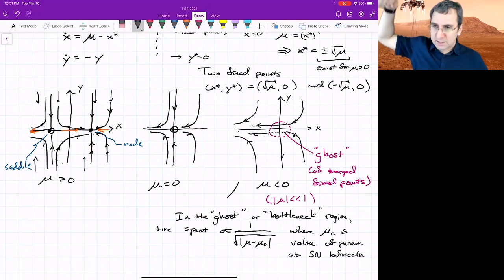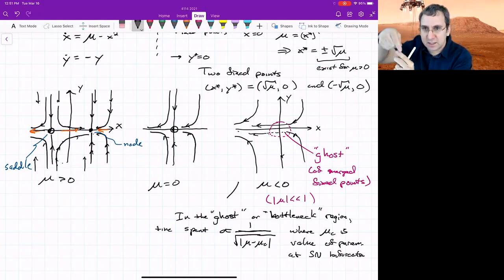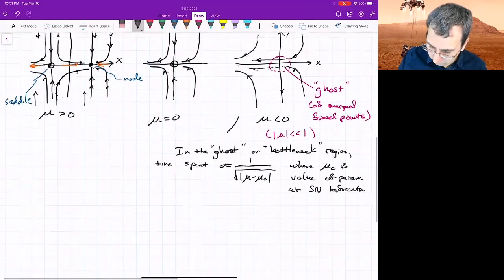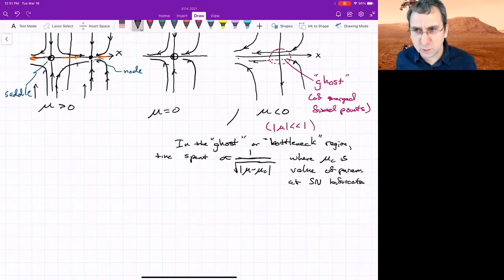So that means the time spent as things go quickly to the x-axis and then they spend some time in this region. I'm not going to say how big the region is, but they will spend a long time for small magnitude of mu. Okay, it's proportional to 1 over square root of the magnitude of mu minus mu critical. This is sometimes called a critical slowing down.